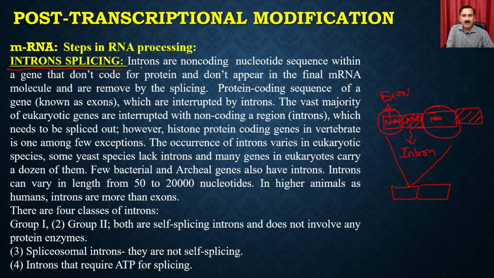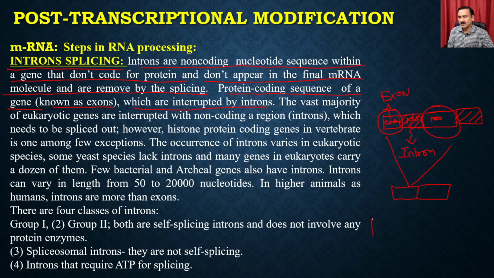splicing. So introns are the non-coding nucleotide sequences which are present in a gene, that do not code for the protein and don't appear in the final messenger RNA molecule, and are removed by splicing. The protein coding sequence of a gene is also called an exon, and exons are interrupted by the introns.